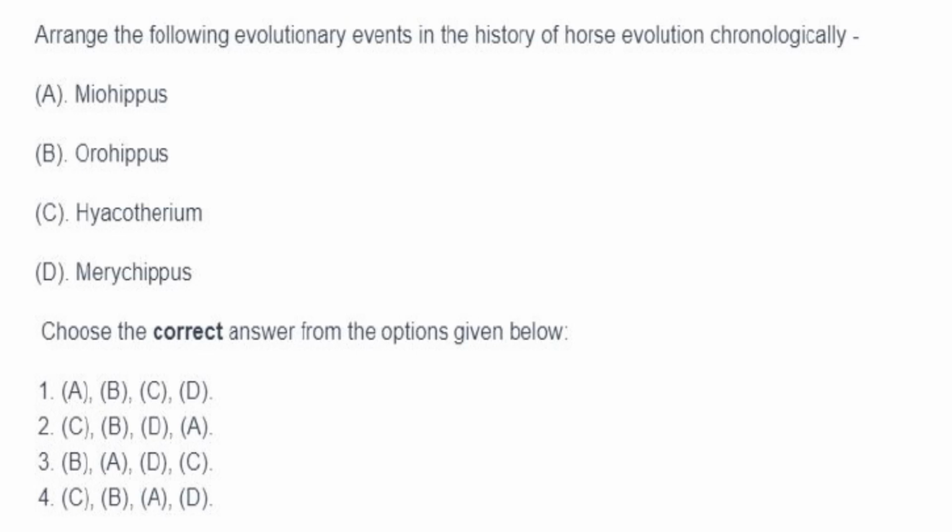Then the next one, arrange the following evolutionary events in the history of horse evolution chronologically. The first one was Hyracotherium, C. Then comes Orohippus, then Miohippus, and then finally Merychippus. So CBAD.